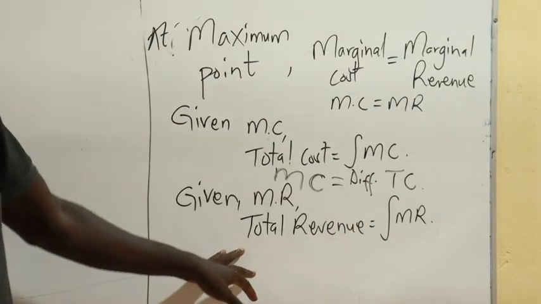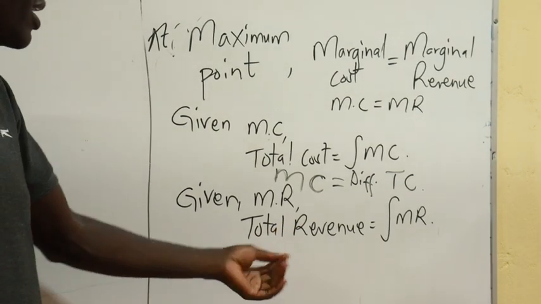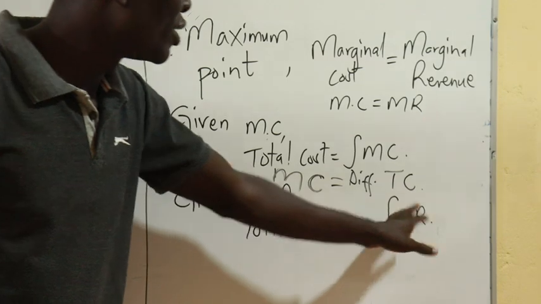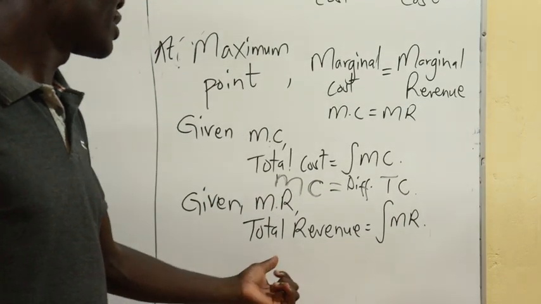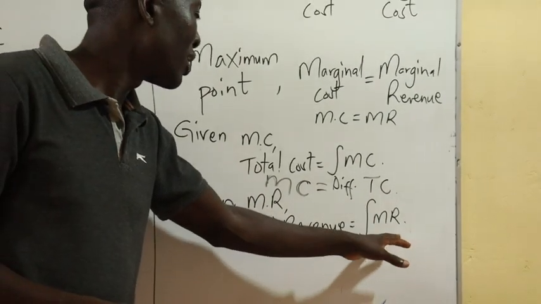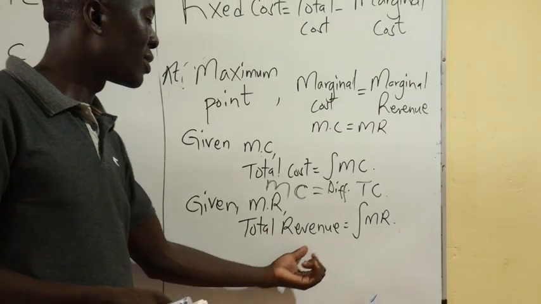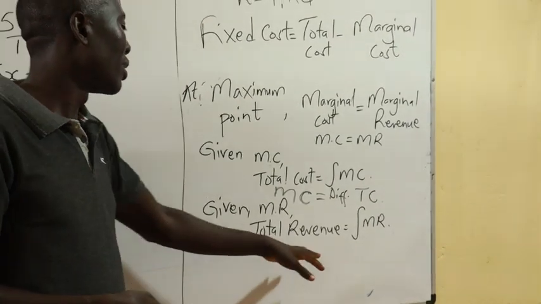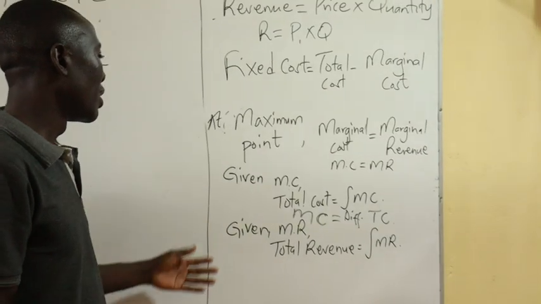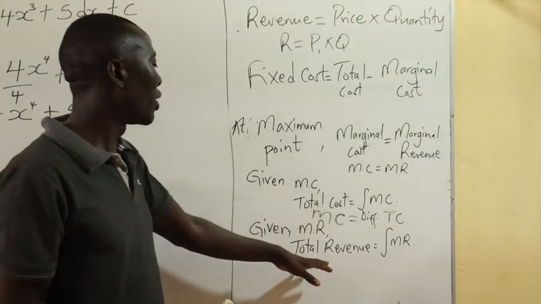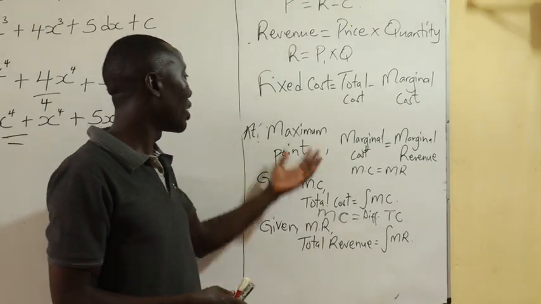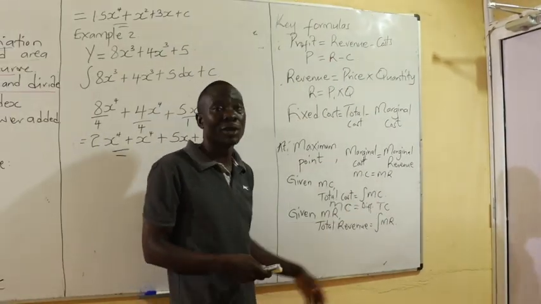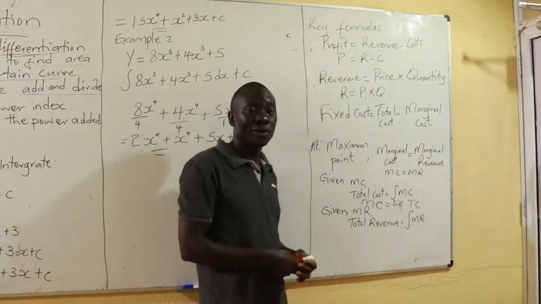The same applies to marginal revenue. Sometimes in an exam, you are given the marginal revenue function and you are asked to find the total revenue function. You need to integrate, and if you are asked to find the marginal revenue function from the total revenue function, then we will differentiate. So from here, we are moving to examples where we are going to look at numerical examples of application of these particular formulas as follows.